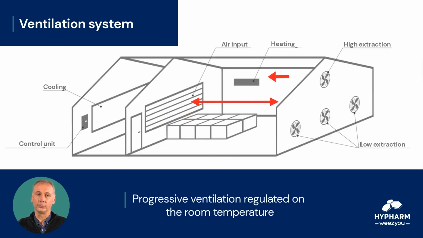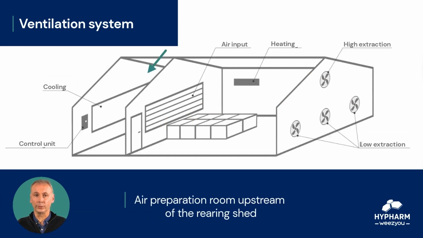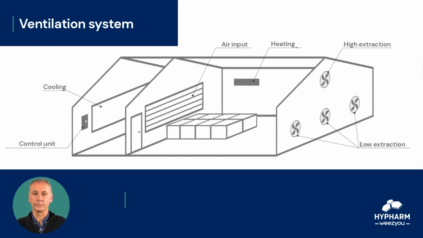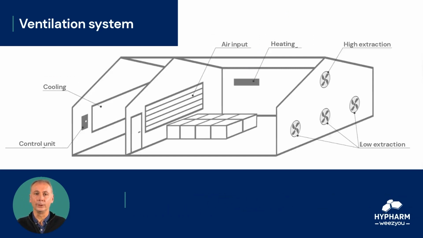progressive ventilation controlled according to the temperature at the height of the animals, air preparation room upstream of the rearing shed, cooling system on the external air inlet, heating system positioned in the rearing shed or in the air preparation room or both. And finally, modular air inlet to adjust the air velocity at the height of the animals.